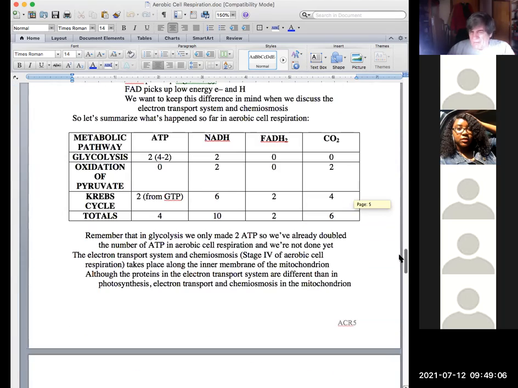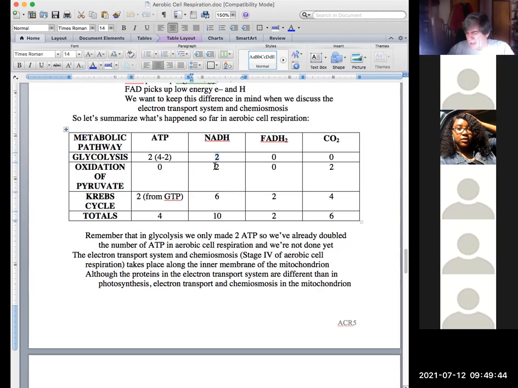Now, let's think about all the molecules that we've made. Remember we said that this started with glycolysis, and if we're doing aerobic cell respiration, next we have the oxidation of pyruvate, and then we have the Krebs cycle. So we got 2 ATP back in glycolysis, and remember we said we made 4, but we actually used up 2, so we only gained 2 would be a little more accurate. Here we just got 2 ATP from the GTP that we made.